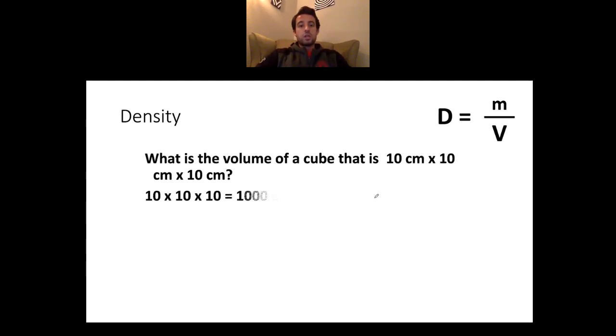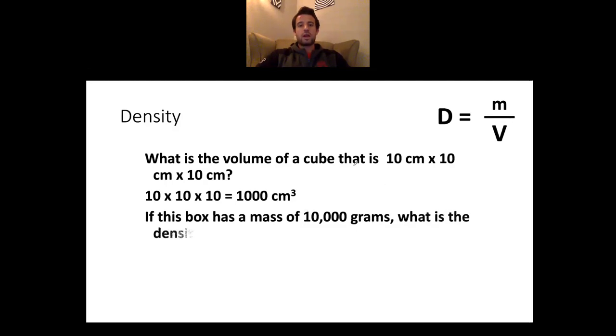So here could be a problem that we might ask you with the volume of a cube, and you would just multiply 10 by 10 by 10 to get 1,000 centimeters cubed. And then we might add something like, if it has a mass of 10,000 grams, what would the density of the box be? Why don't you guys take a moment, go ahead and see if you can't solve that problem. What would the density of this box be?